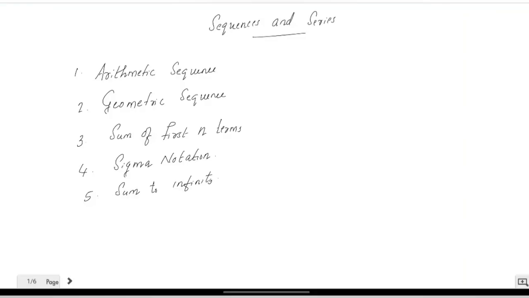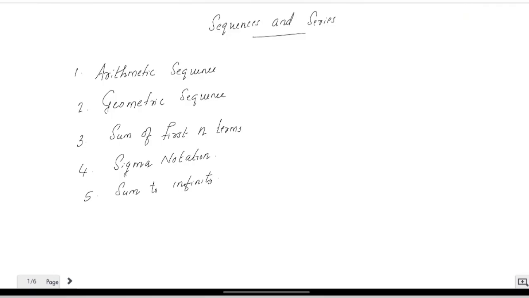Hi guys, welcome back. We are starting our first chapter, which is sequences and series, under number patterns. These are the topics that we are going to discuss in this chapter.